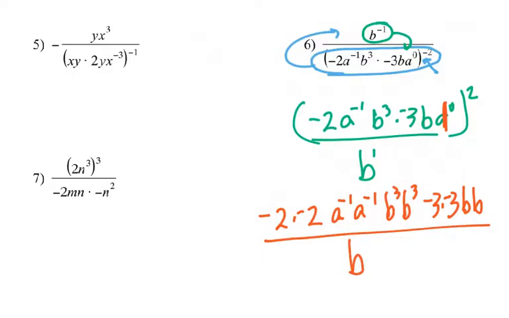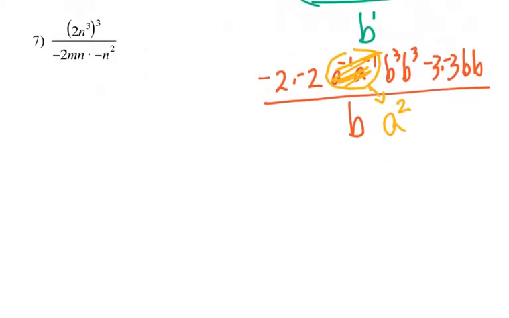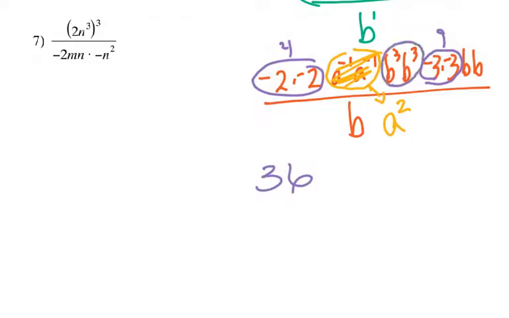So the next thing I need to deal with is this. Because of those negative exponents, they're going to come down to the bottom. So I'm going to have a times a, so a to the 2nd power on the bottom. So I'm going to just cross those off there. So now I need to simplify what is left. And so looking at what I have, -2 times -2, which is 4, -3 times -3, which is 9, so I have 36. And then I have b to the 3rd times b to the 3rd, that's b to the 6th, 7th, 8th.